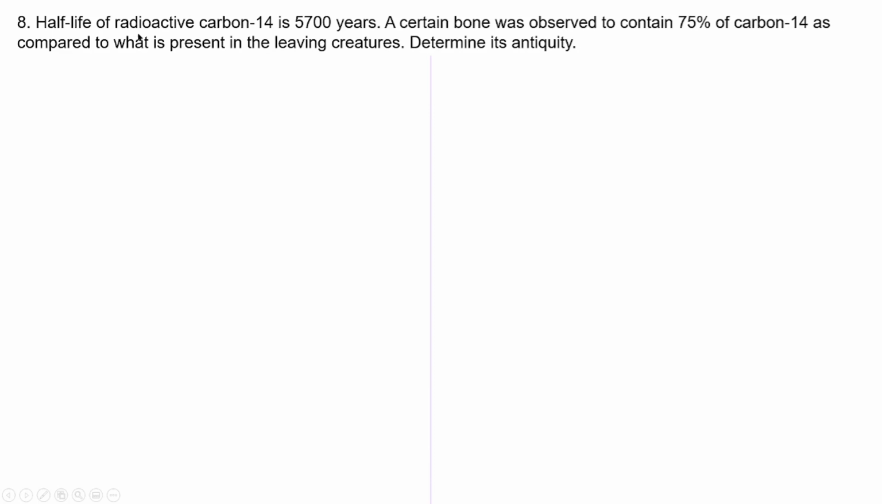Next question, half-life of radioactive carbon-14 is 5700 years. A certain bone was observed to contain 75% of carbon-14 as compared to what is present in the living creatures. Determine its antiquity. Antiquity means age. We have to determine how old is the bone.